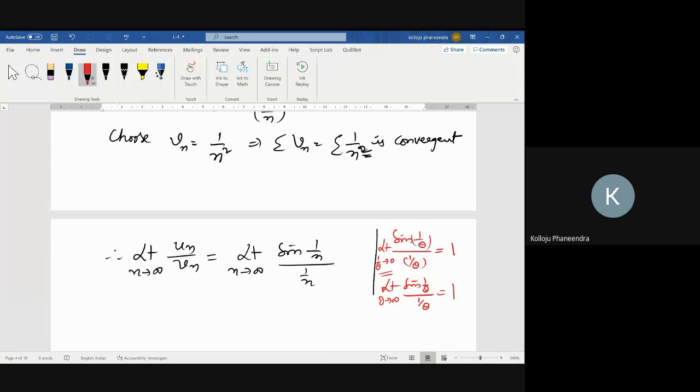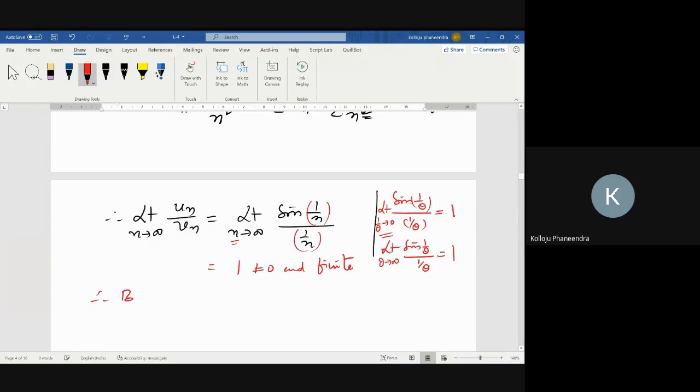Limit theta tends to infinity of sine 1 by theta by 1 by theta is 1. Exactly. This is my 1 by theta, and theta tends to infinity. So what is this value? 1. Not equal to 0 and finite.